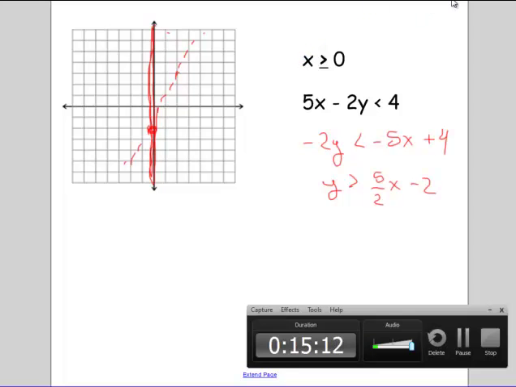Now the above and below for your y doesn't quite work when you got a vertical line because there's no above and below, but greater than in the x-axis. As we go greater than, we go to the right. So we're going to get shading over here.